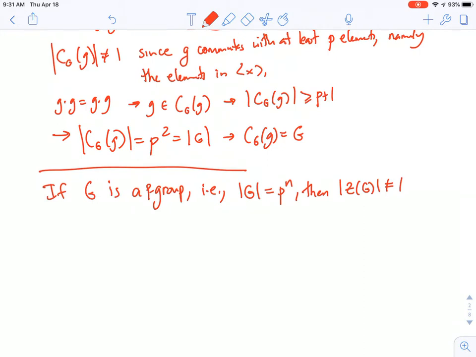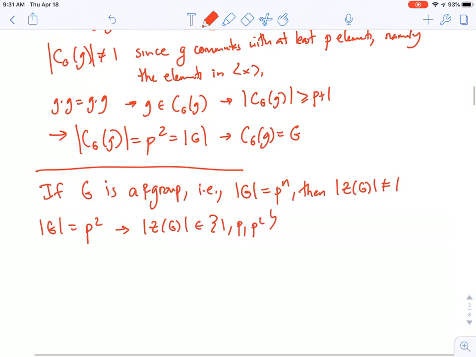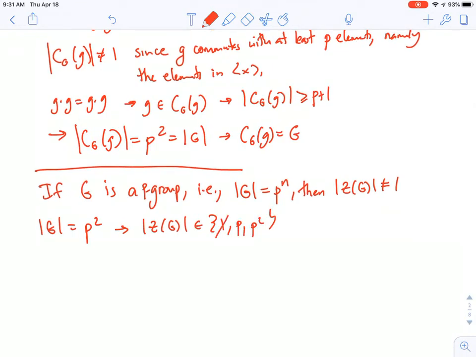Okay, so in the special case where the order of the group is p squared, then we know that the size of the center, well, originally just by Lagrange's theorem, it's 1, p, or p squared, but it's not going to be 1. So it's either p or p squared. If it's p squared, that means that the center of the group is the entire group, and G is abelian. So if the center of the group has p squared elements, then the center of the group equals G, which implies G is abelian.